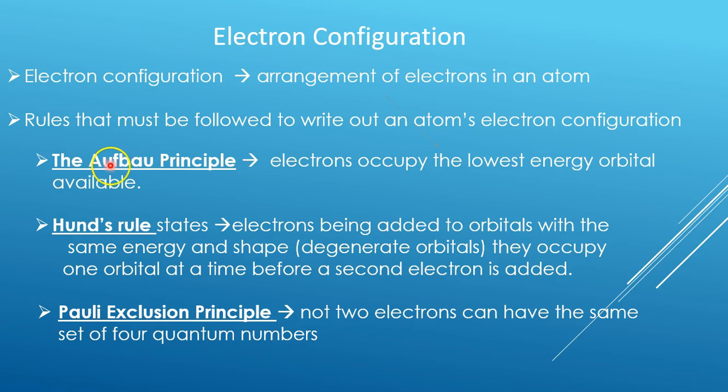The first rule is called the Aufbau principle, which states that electrons occupy the lowest energy orbital available. The second rule is Hund's rule. This one states that electrons being added to orbitals with the same energy and shape, what we call degenerate orbitals, occupy one orbital at a time before a second electron is added. And the last rule is the Pauli exclusion principle, which says no 2 electrons can have the same set of 4 quantum numbers.